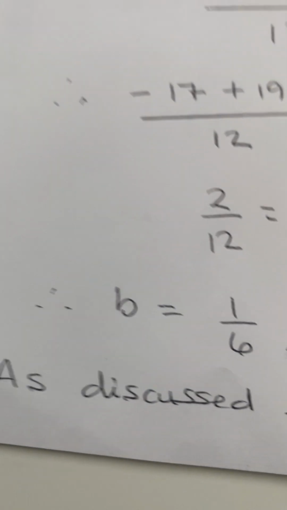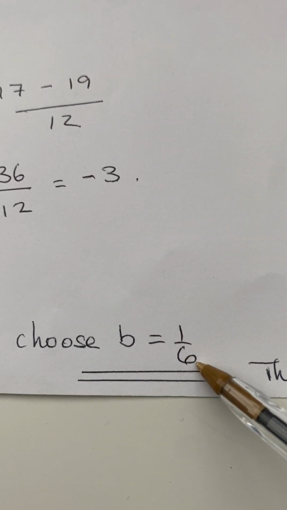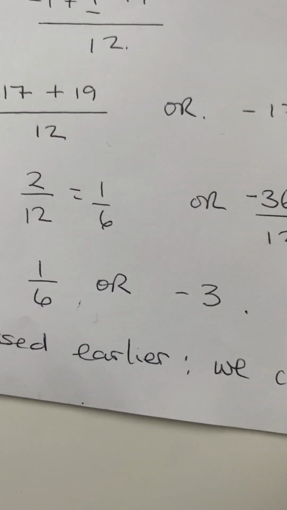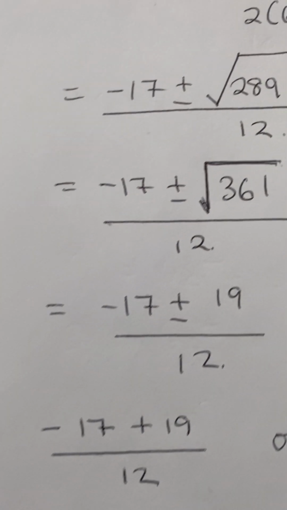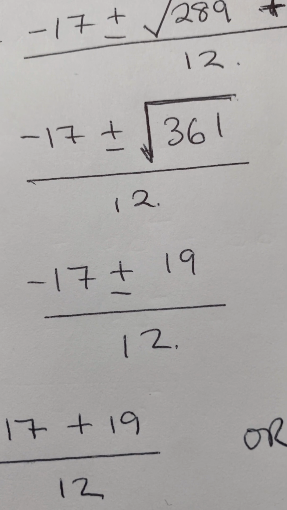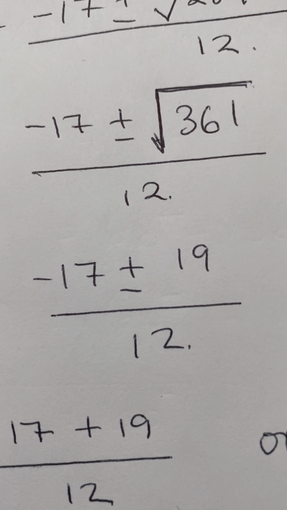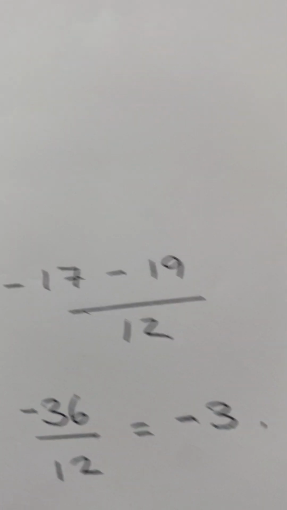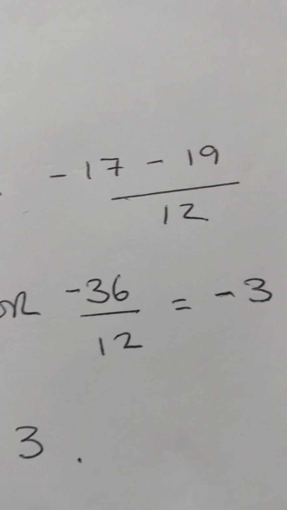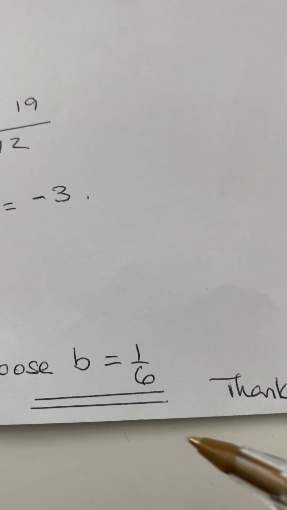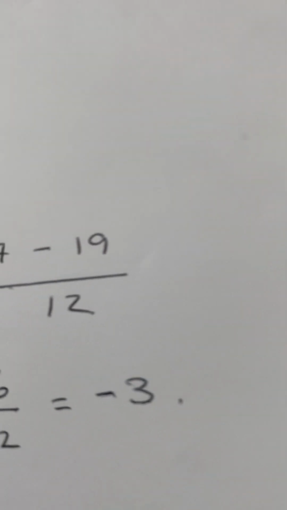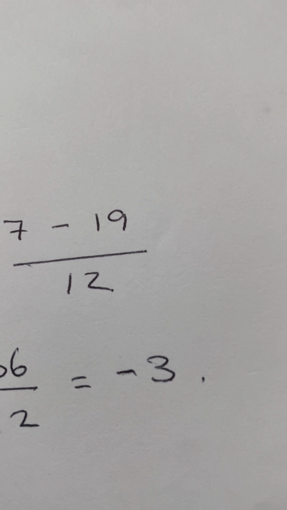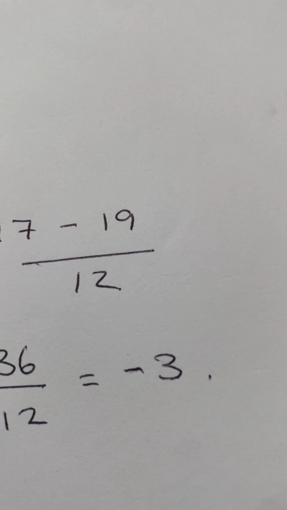So we'll choose b equals 1 over 6, as we discussed earlier, using the test to find the length and the width. One gives a negative length and width, and the only one that gives us a positive length and a positive width is 1 over 6. So we'll choose b equals 1 over 6. Go back and watch the video, look at the question again, look at the starter.